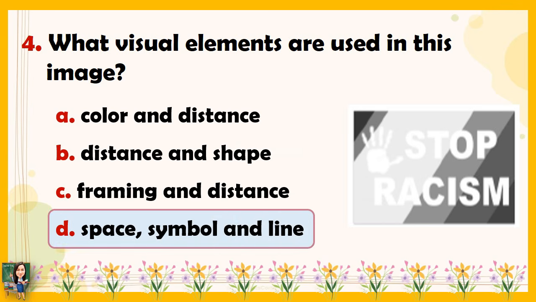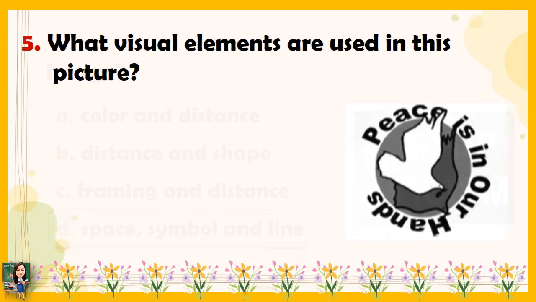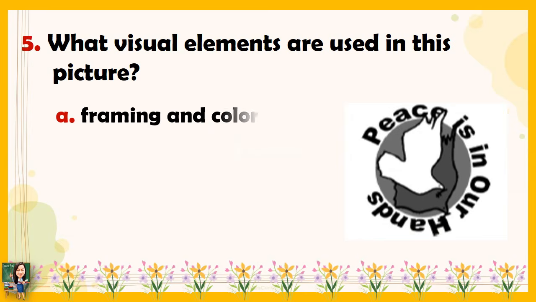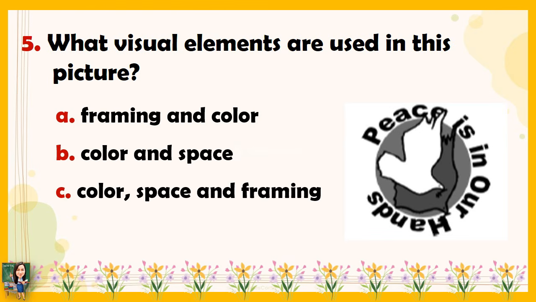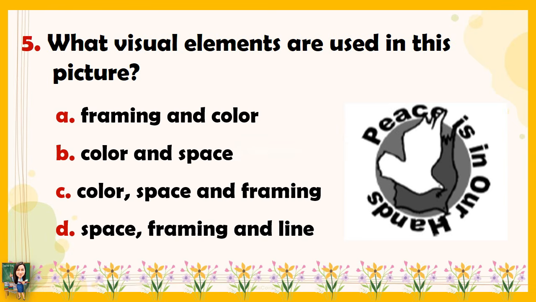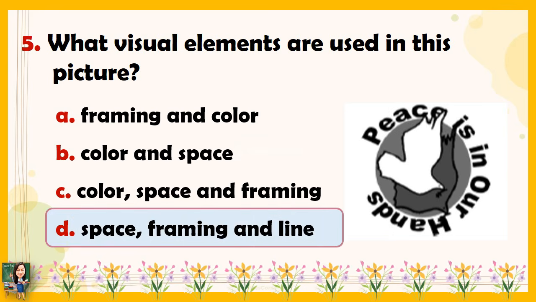Space, symbol, and line. And for number 5, what visual elements are used in this picture? A. Framing and color. B. Color and space. C. Color, space, and framing. D. Space, framing, and line. What is the correct answer? Very good. The correct answer is letter D. Space, framing, and line.